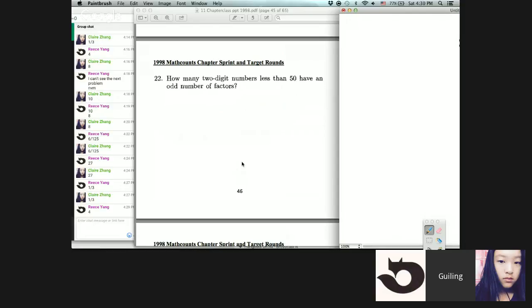Right, the correct answer is 4. So the point of this question is, in order for a number to have an odd number of factors, it has to be a square number. So it's basically asking how many two-digit numbers less than 50 are square numbers. We can just list them out: 16, 25, 36, and 49. Gives us a total of 4.